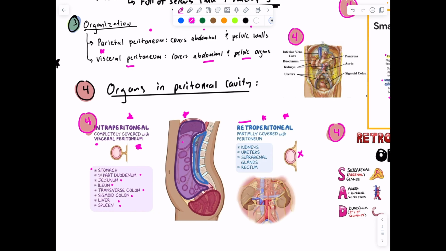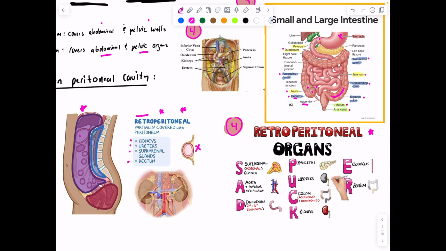The retroperitoneal, further back, is only partially covered by peritoneum: our kidneys, ureters, suprarenal glands on top of the kidneys, and then our rectum. But we actually have a nice mnemonic to remember the retroperitoneal. We also have the infraperitoneal down here, which are going to be the organs in the pelvic region. And so for our retroperitoneal, we have SAD PUCKER, right?